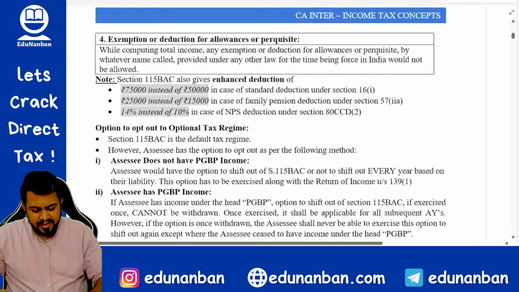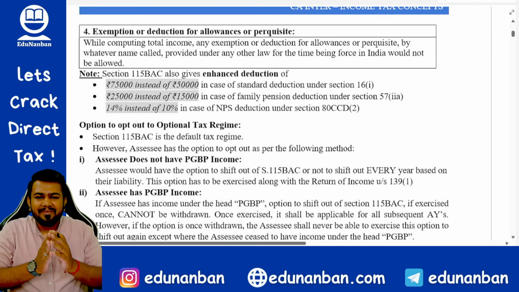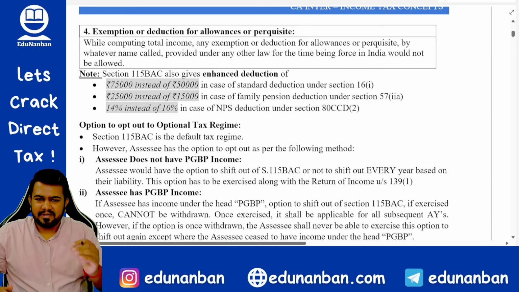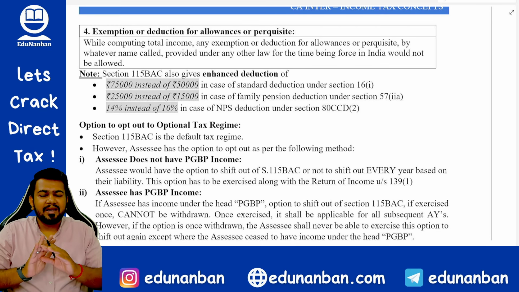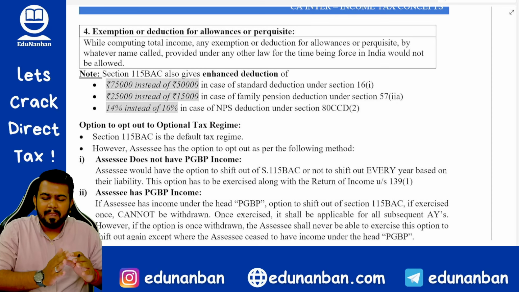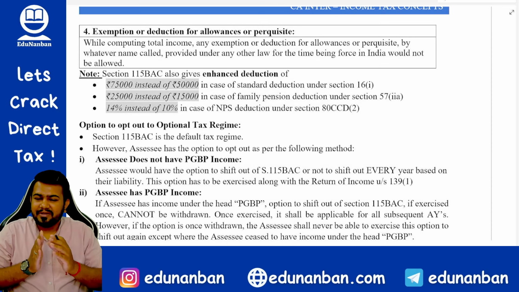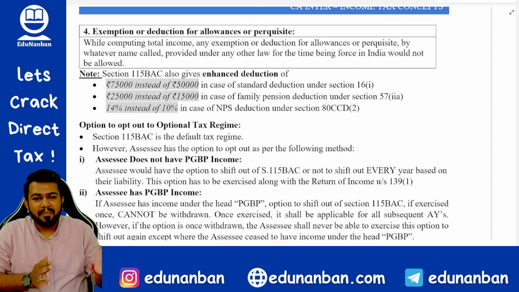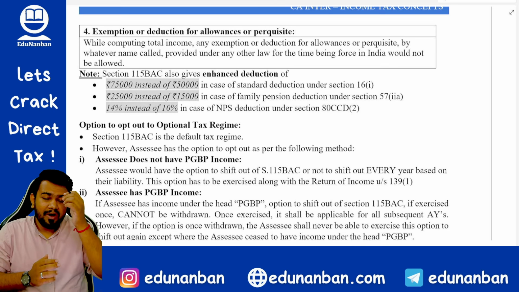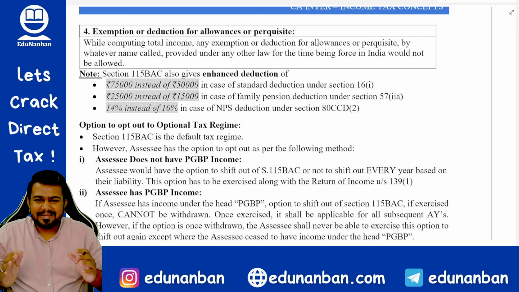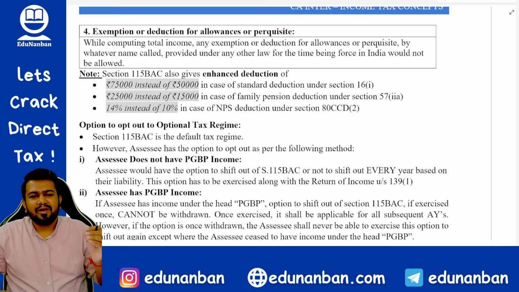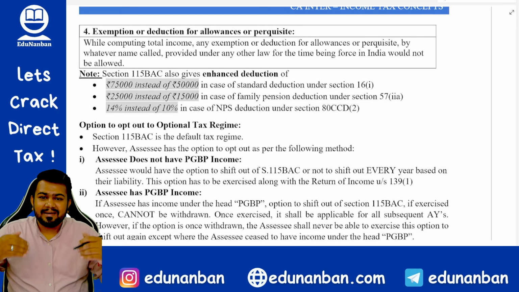And the other one, generally what happens, Kanna, 115 BAC denies you exemptions and deductions. There are many exemptions and deductions which are available in the old tax regime but which are not available in the new tax regime. But now the situation is a little bit changing. Now there are a few deductions which are not available in the old tax regime but which are available in the default tax regime or the new tax regime. The government wants to make this new tax regime more and more lucrative for people, so that almost everyone will opt for new tax regime only. So what are the three deductions which are higher in the new tax regime?